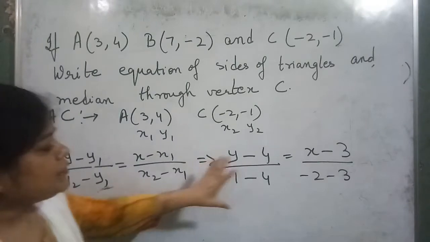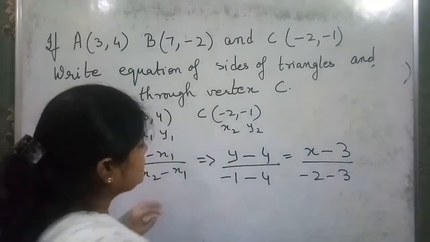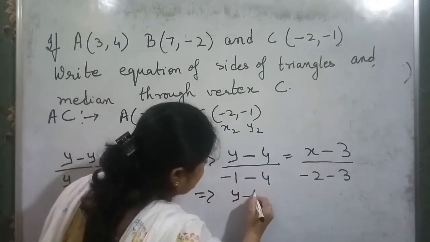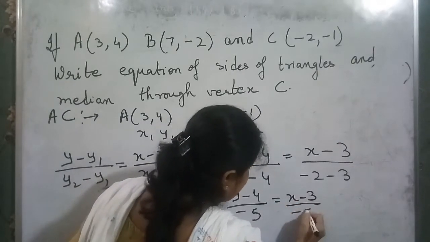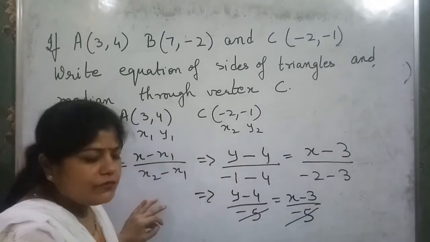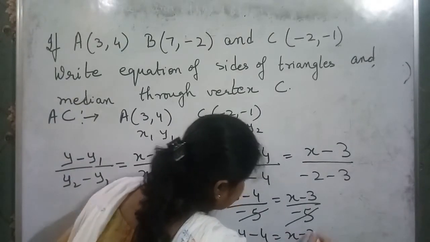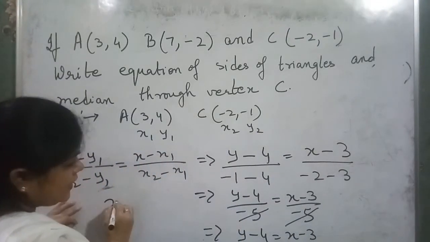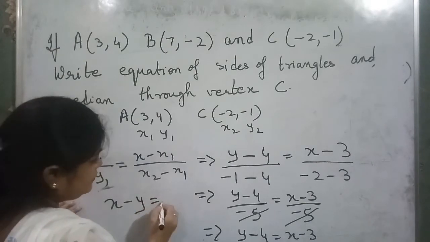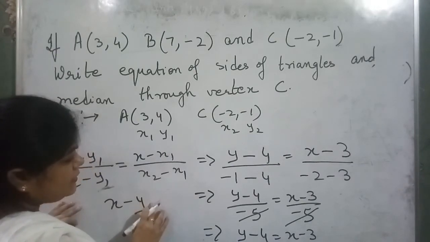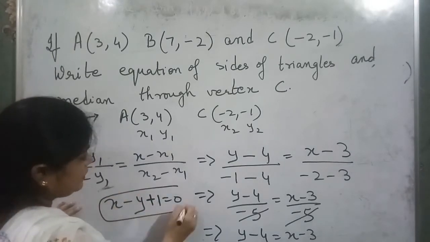Clear? You can easily observe minus 1 minus 4 is minus 5, and minus 2 minus 3 is minus 5. So it becomes easy for you. y minus 4 over minus 5, and here we have x minus 3 over minus 5. You can easily cancel it. So we have the equation y minus 4 is equal to x minus 3. And ultimately we get what?